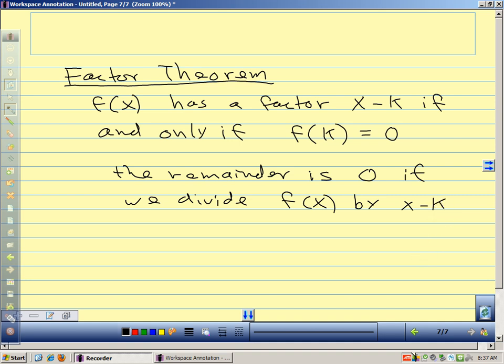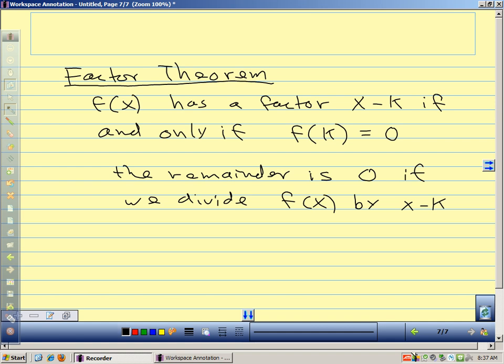So that means if we know a factor, if we know a solution to our equation, if we know one factor, we can divide by x minus that solution, x minus k, and our remainder is going to be 0. This is how we can use long division to factor complicated polynomials if we know one or more of the solutions.